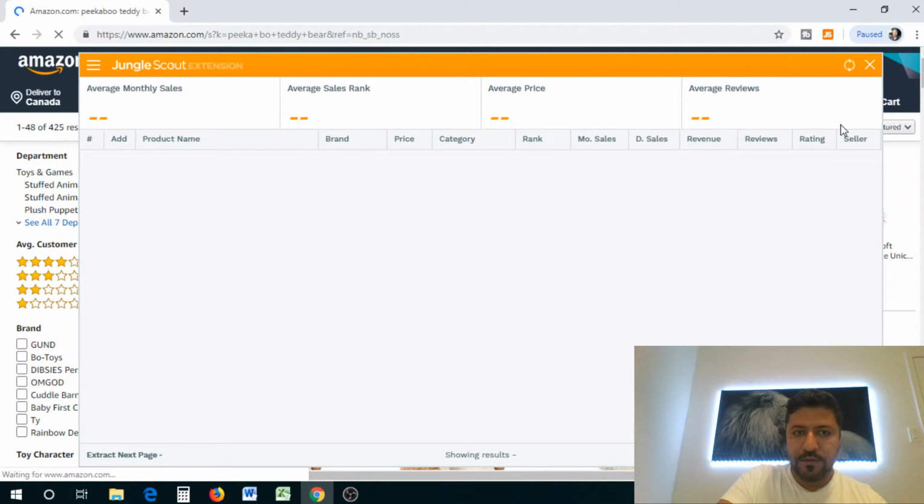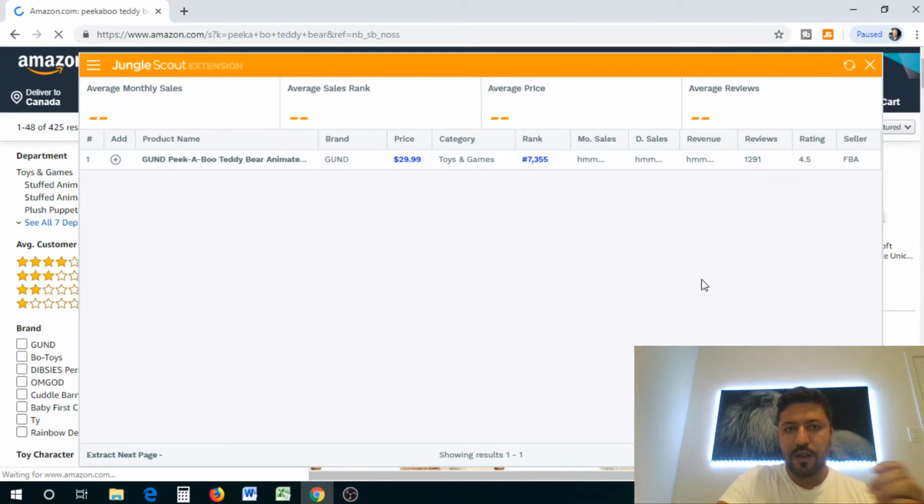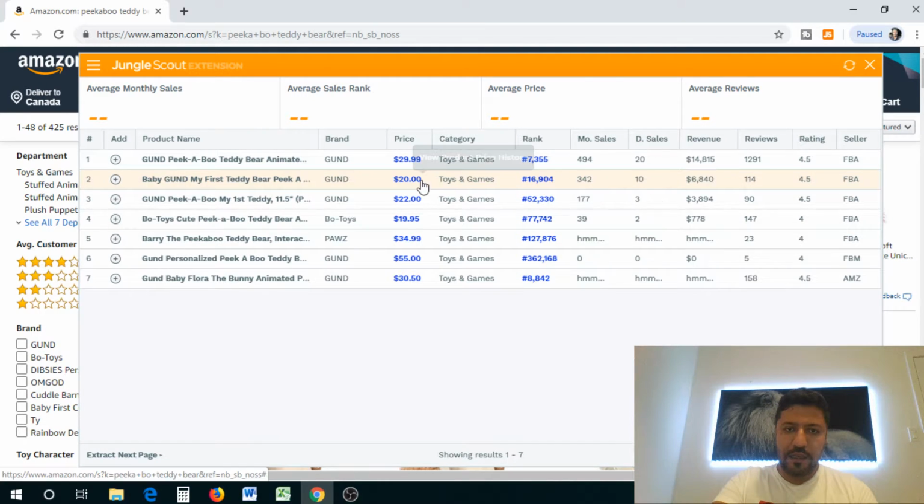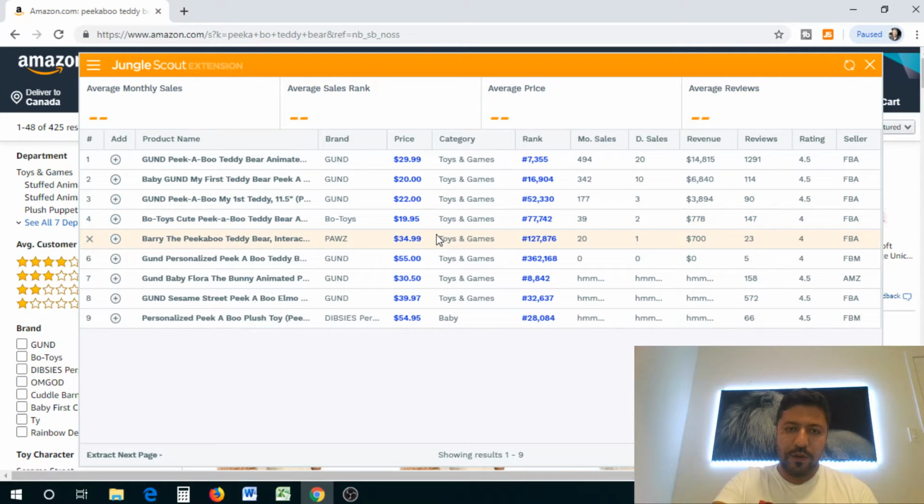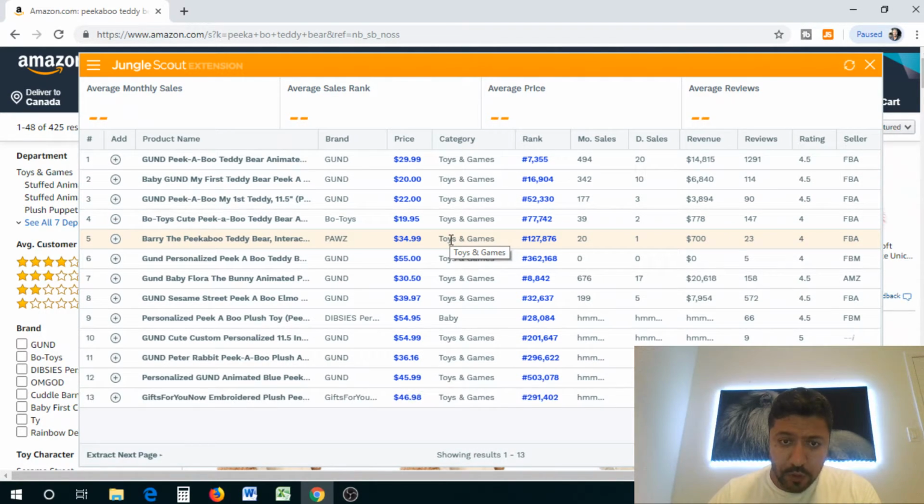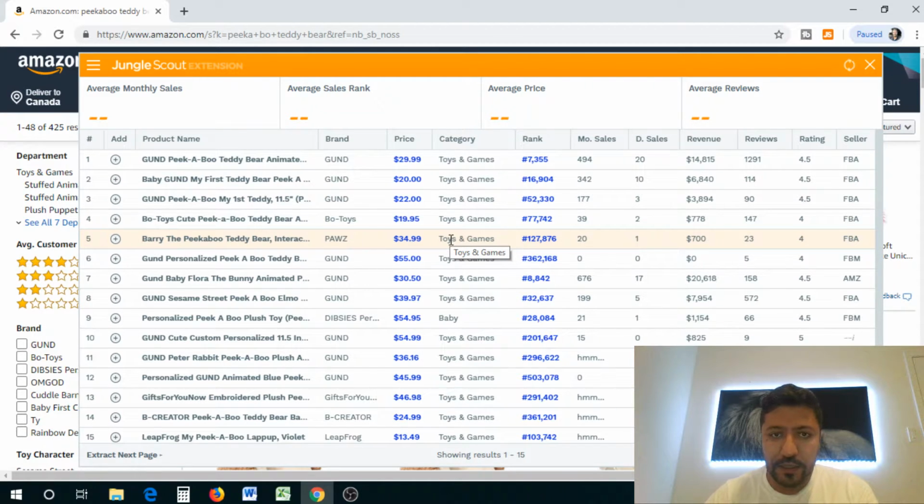Sorry guys, again, the internet is a bit slower, so we'll give it a second to load up the page. There we go. Alright, so we're getting all kinds of prices: $29, $20, $22, $19, $34, and $55 is just one odd one out. Those are the customizable ones. We don't want the customizable one because I'm not selling that one.